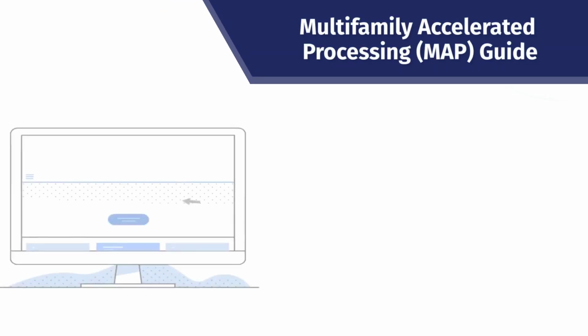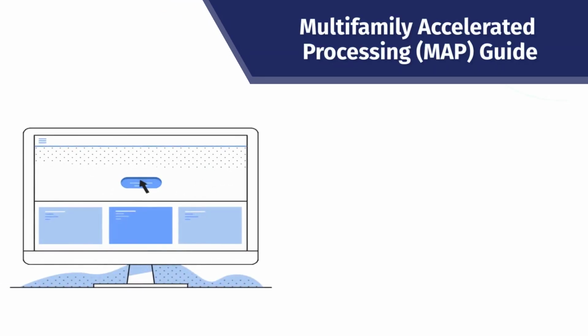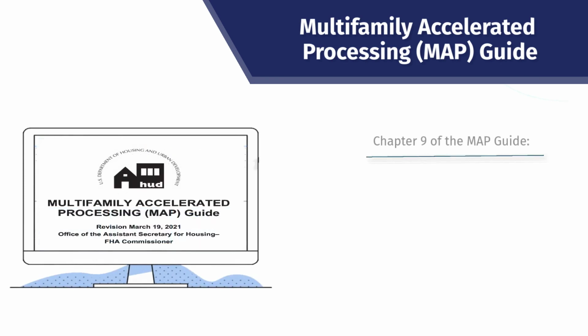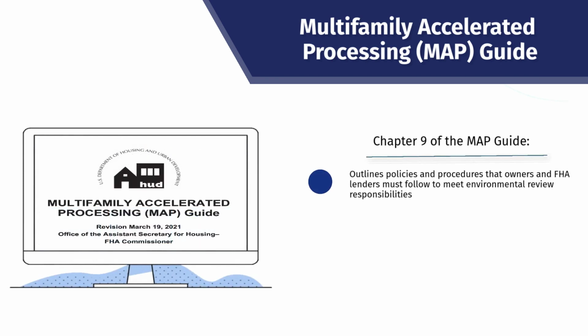Chapter 9 of the Multifamily Accelerated Processing Guide, known as the MAP Guide, outlines the policies and procedures that owners and FHA lenders must follow to meet environmental review responsibilities and describes the environmental reports and documents that must be uploaded to HEROES. The RAD program follows the MAP Guide for environmental review requirements under Part 50.